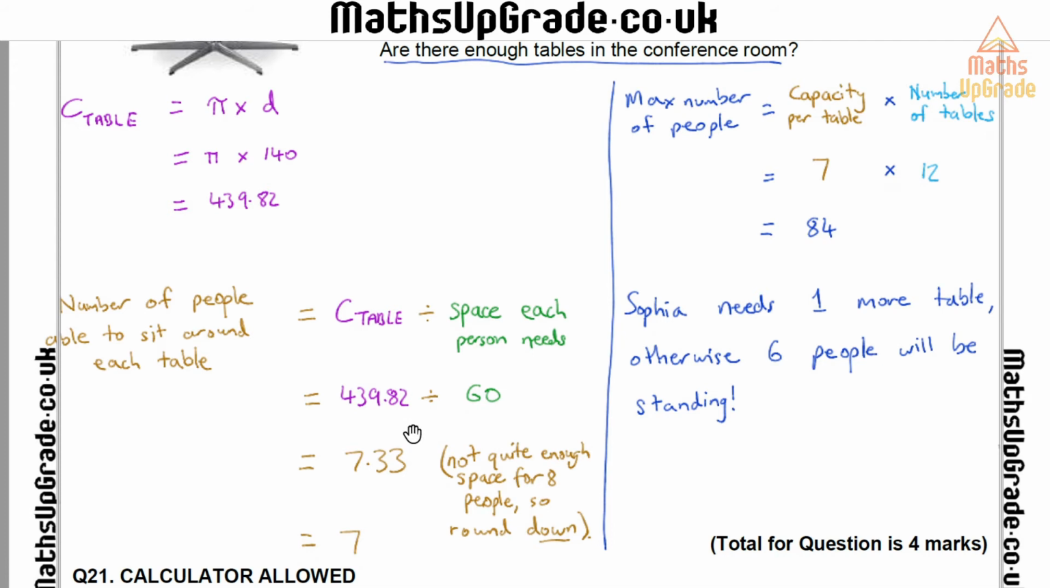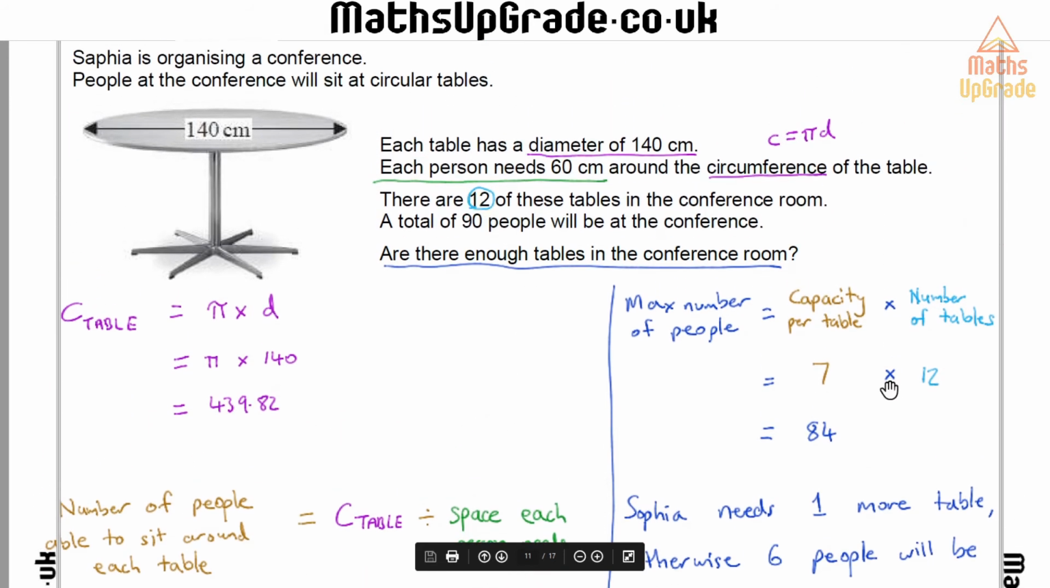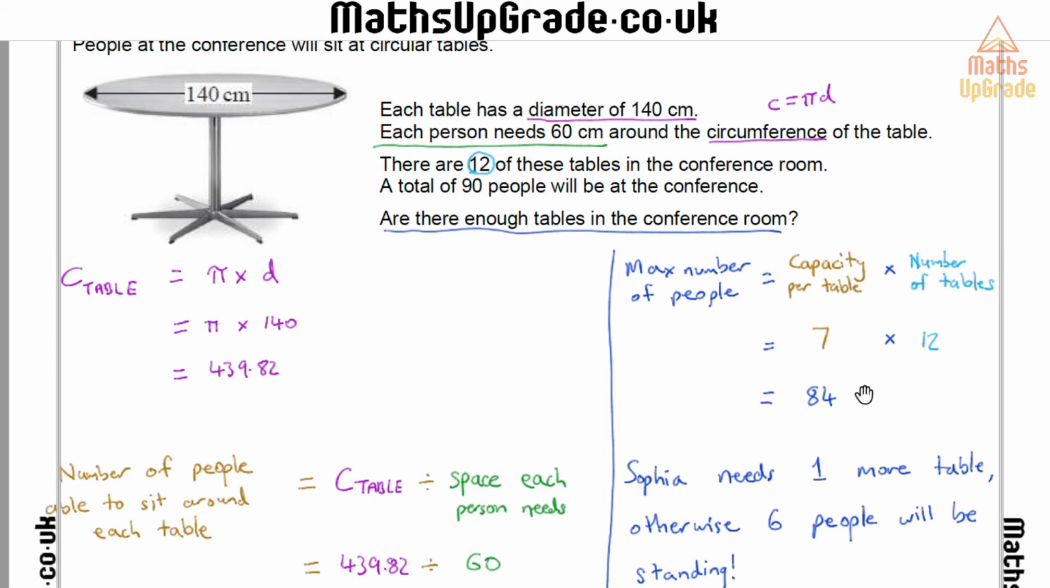So that's not quite enough space for 8 people. So I'm going to round this down. On each table, 7 people can sit comfortably. There'll be a little bit of space left over, but 7 people will sit comfortably. 8 people won't quite be able to sit with enough space. So there's 7 people per table, and there's 12 tables. 7 times 12, the maximum number of people would be 84.